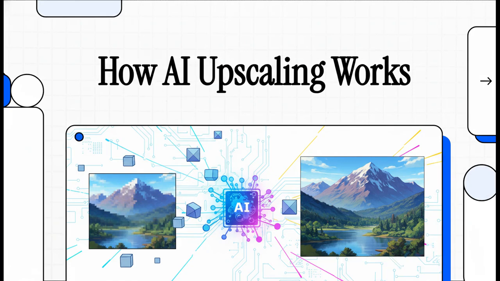All right, let's get right into it. We've all seen it happen, right? That little bit of computer magic where detail just seems to appear out of nowhere. But how does that really work? How can an AI literally invent information that wasn't there to begin with? That's exactly what we're going to break down.